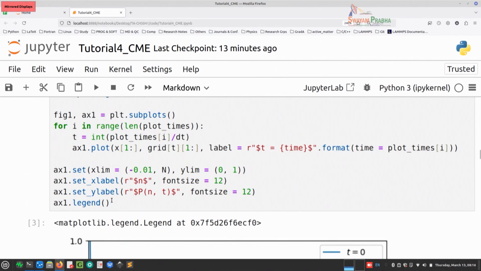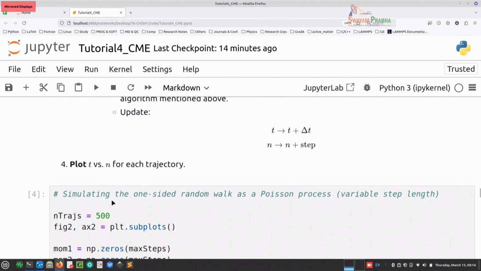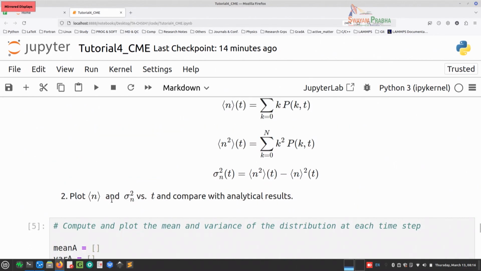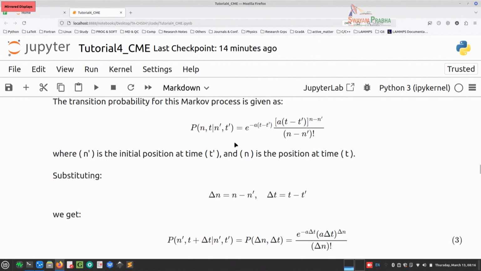And what we can do with this data, once we have these distribution functions, is get the mean and standard deviation at any given time. For example, we use this kind of formula. If you want to get the mean and standard deviation, you know P of n comma t at any given time, and then you can apply these formulas to get all the statistical quantities from those P of n comma t. This is one exercise you should do.